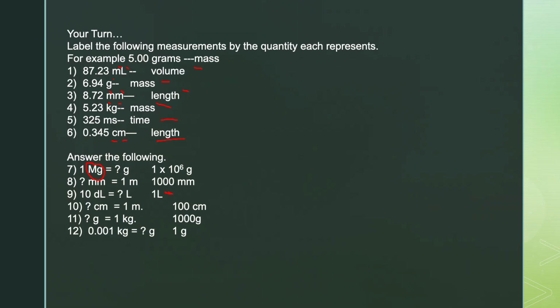Kilogram, how many grams? Well, kilo, remember, is very large, so I need a lot of my base unit. I would need 1,000 grams to equal a kilogram. For number 12, I have 1,000th of a kilogram. So now I'm looking at a part of my kilogram. Remember, kilo is big, but I'm looking at the 1,000th of it. That means I'm looking at only 1 gram.